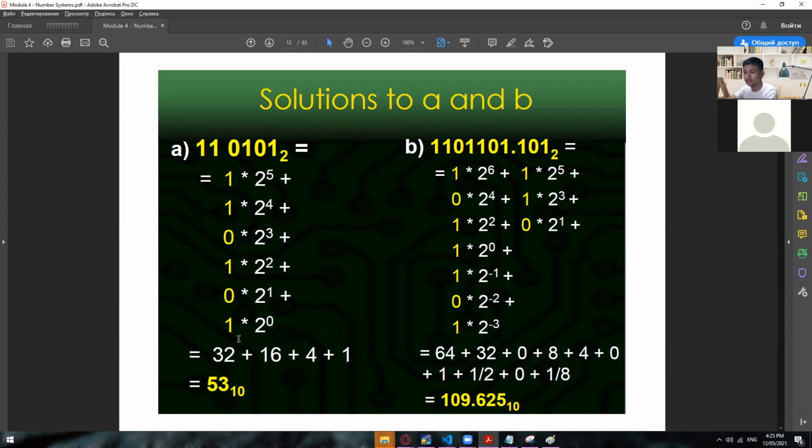So 1 times 2 raised to 5 is 32. This one is 16. This one is 0. This one is 4. This one is 0. And then this one is 1. Okay, so any number that is raised to 0 is 1. So 1 times 1 is 1. And then just add everything, and then you will get 53 base 10.